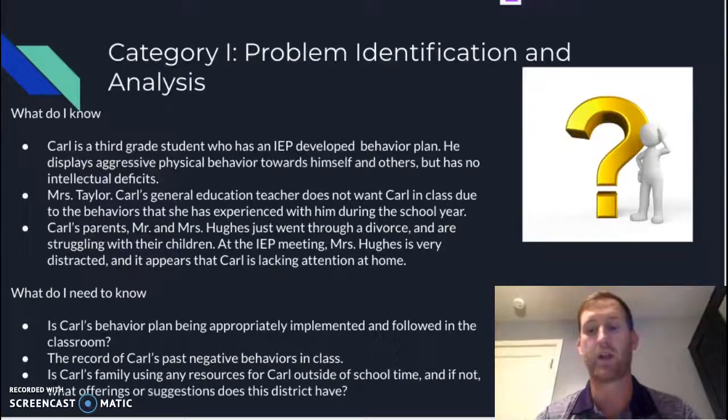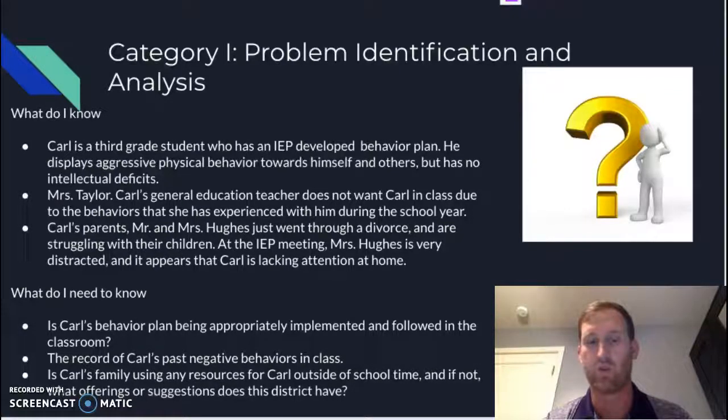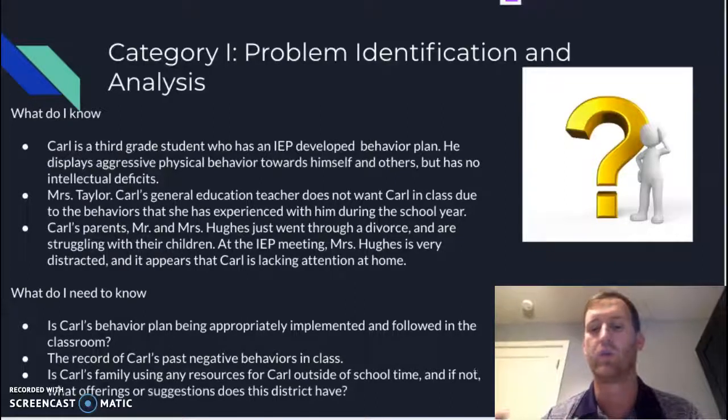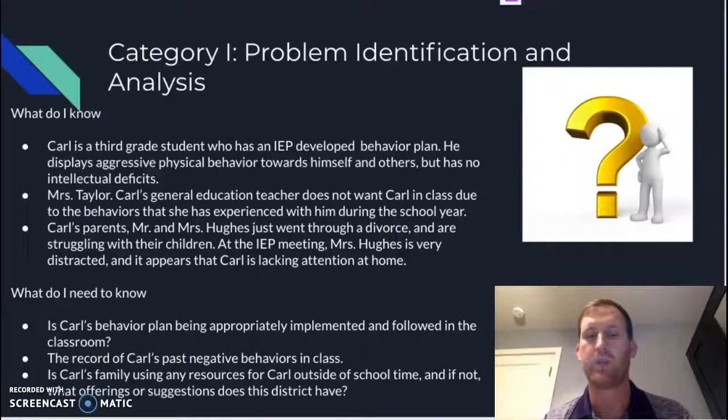She doesn't want him in class because what she's seen in class has concerned her, and she's worried about it. And then also, Carl's parents have just had some turmoil, and it's not the perfect family life for this student to go through while dealing with some of these issues. They're very distracted. Carl lacks attention at home. Maybe he's trying to seek some of that out at school.